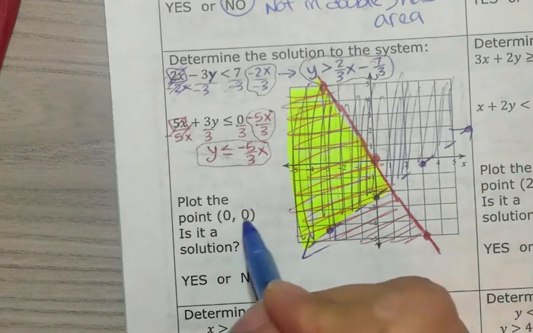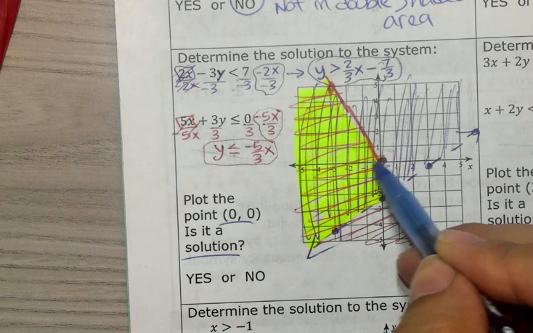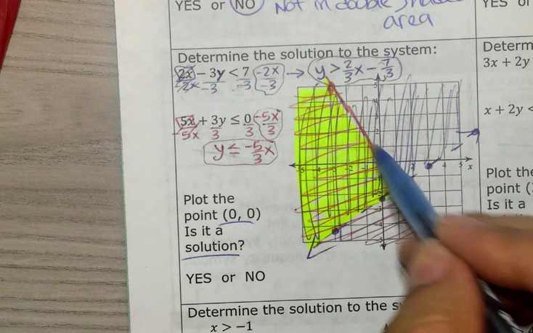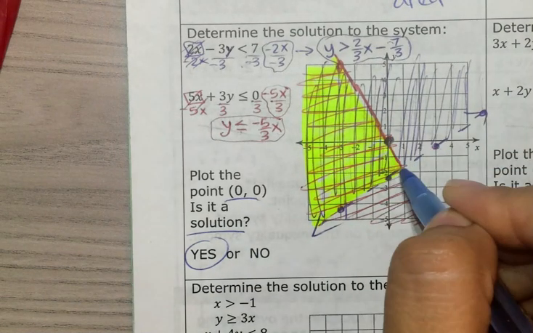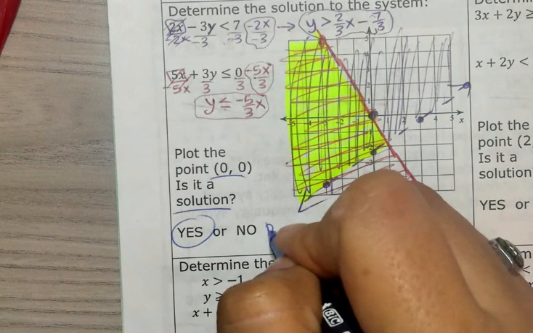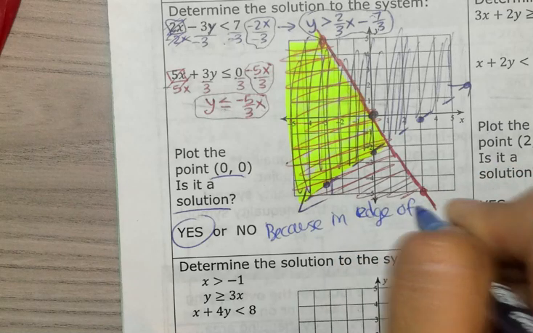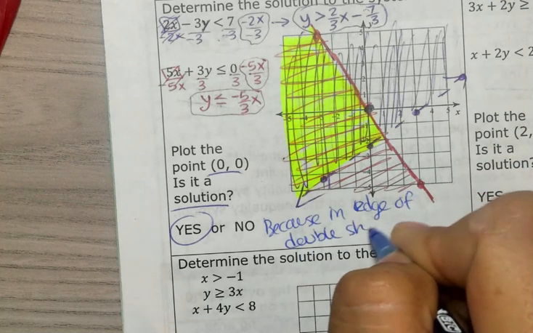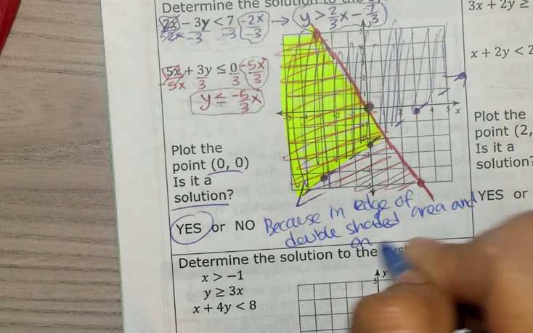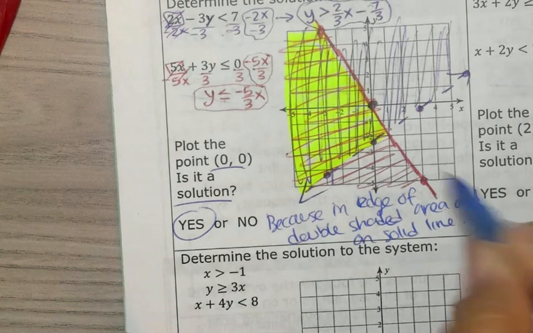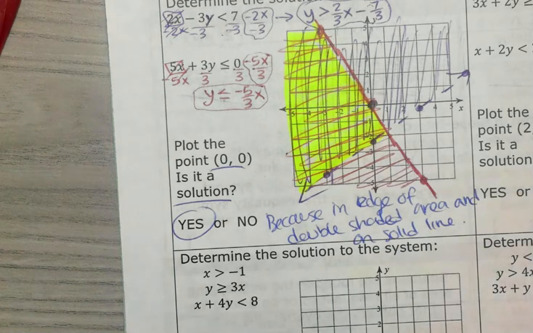And the question is asking if 0, 0 is a solution. 0, 0 is right here. 0, 0 is almost part of the shaded area, but 0, 0 is on a solid line. So that is a yes, because it is on a solid line. It is considered an edge of the double shaded area. If it was over here, it would be no, because it's not in the double shaded area or edge.